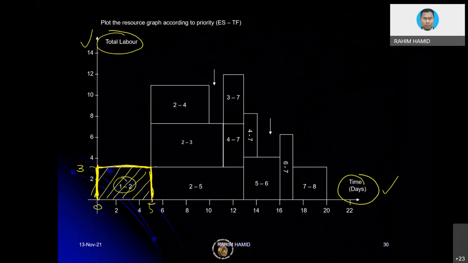So meaning to say, this kind of graph is easier to read. Let's say on day number 2, how many labor do you require? You know day number 2 is basically 3 labor, and the work is happening in activity 1, 2. That's why we call it a 3-in-1 graph. Not only do we know the timing, we know the labor, and we also know the activity name. Okay, so that would be the first activity based on this listing.